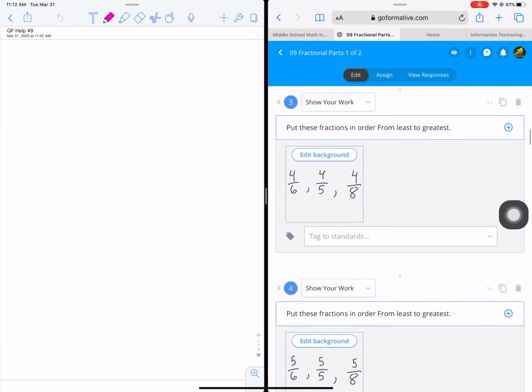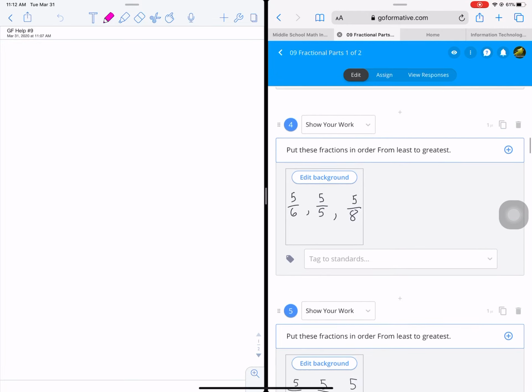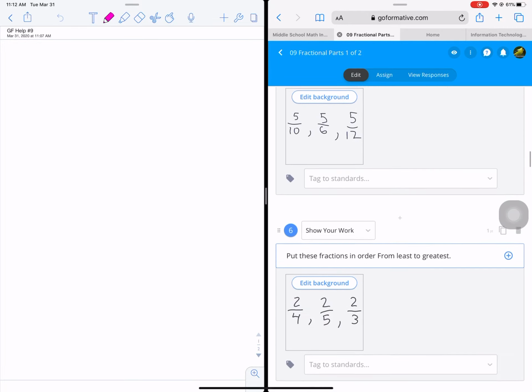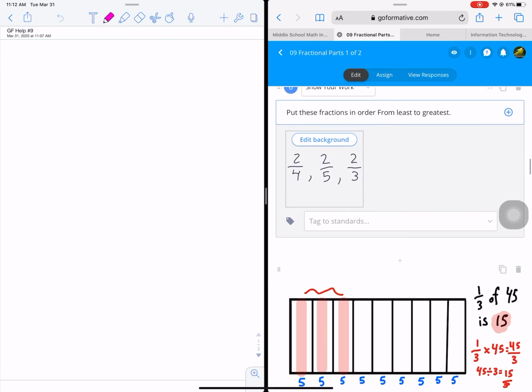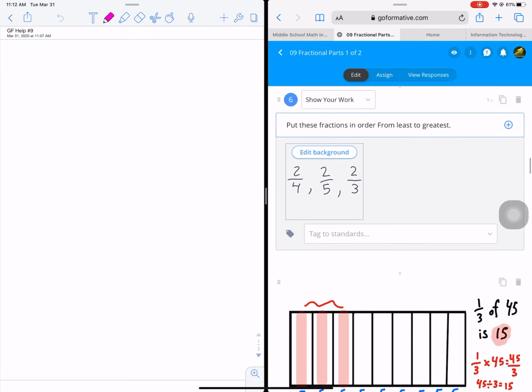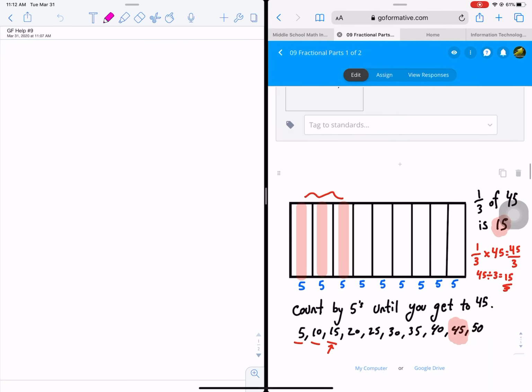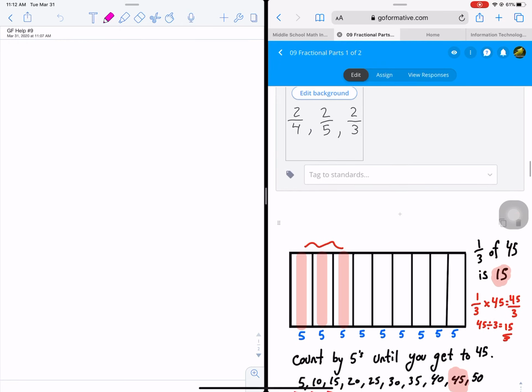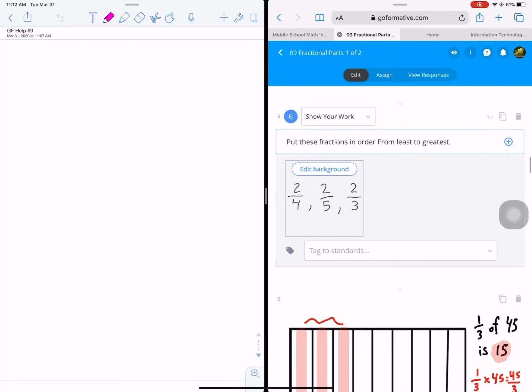Same thing with problem number 3. I'll let you play around with that. And 4 and 5, we're learning how to order fractions. It is an important skill, so hopefully you do know how to order those. And if you need more help on that, you can email me anytime.